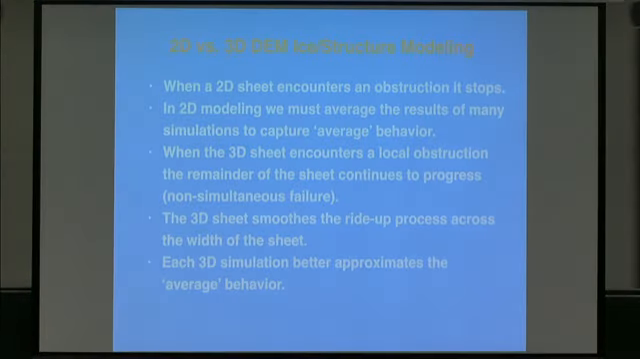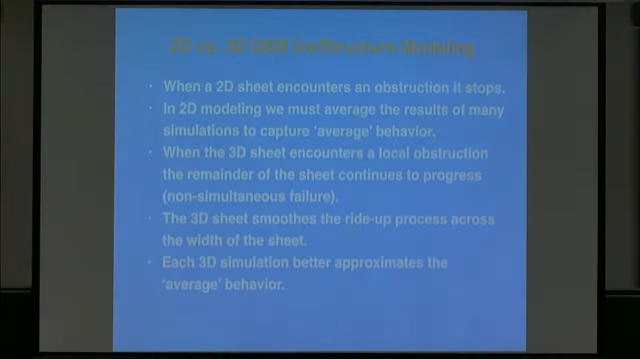So, just to recap the difference between 2D and 3D. When a 2D sheet encounters an obstruction, it stops. In 2D modeling, there's so much scatter in the results that you almost have to take a Monte Carlo approach and average 10 or 20 simulations to get something approaching average behavior. And that average is somewhat questionable too, except maybe qualitatively.